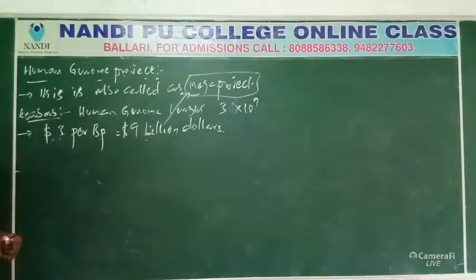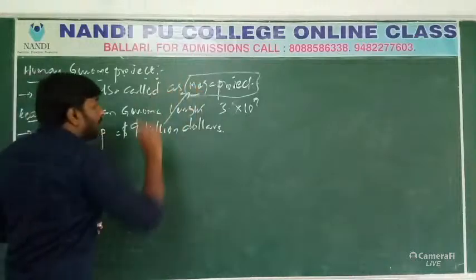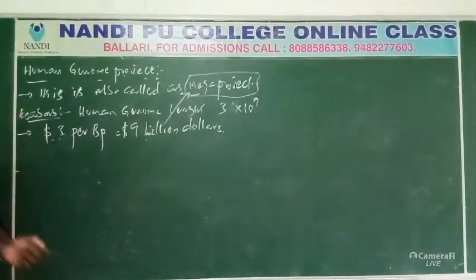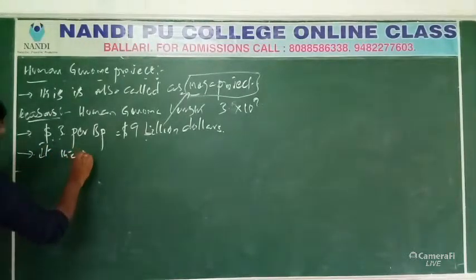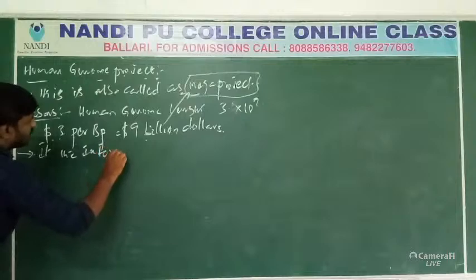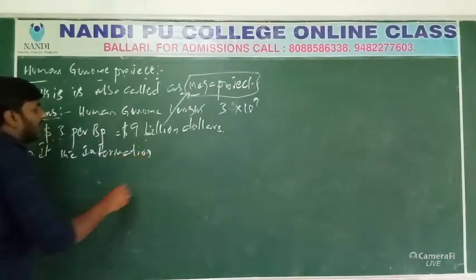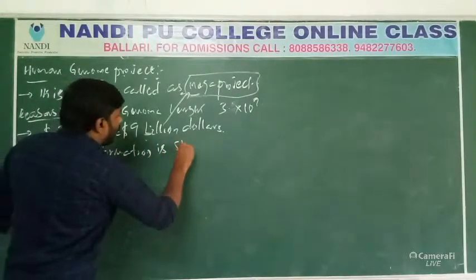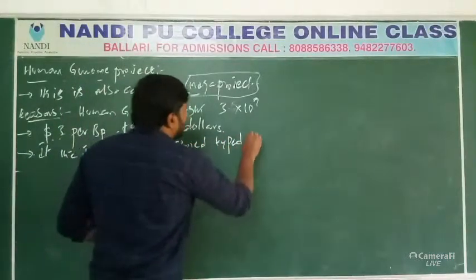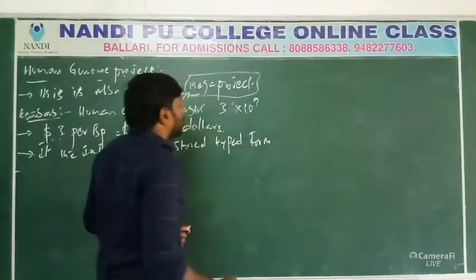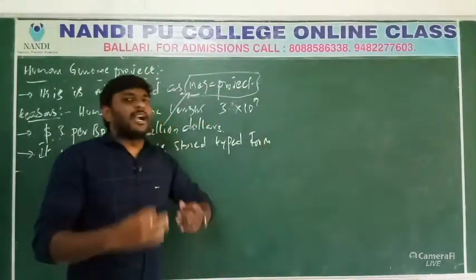Based on the cost effective also we can say it is a mega project. Based on the length also, it is called a mega project only. The next one is storage of information. This is very important, children. If the information is stored in a type form, how many books are required here?